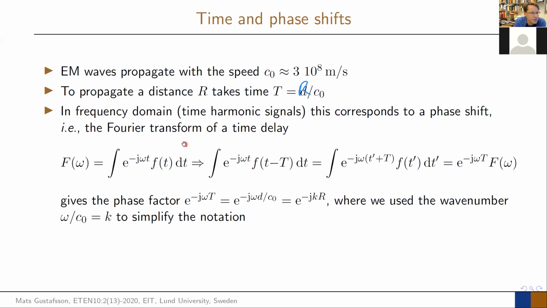If you take the Fourier transform of a time shifted signal, we say here that the Fourier transform of f is capital F. If I now time shift this signal, so I delay it with the time capital T here, then I should take the Fourier transform of this one. I can change the variables. And then I can show that this is the same as taking the original Fourier transform and multiplying it with a phase factor.